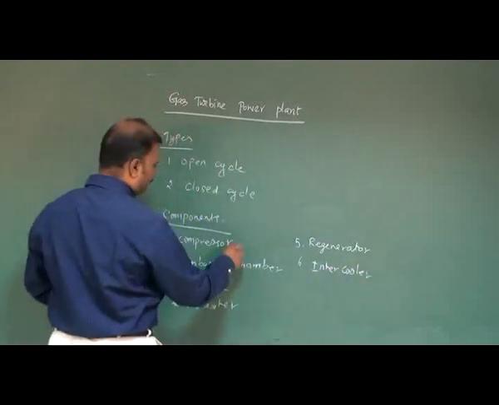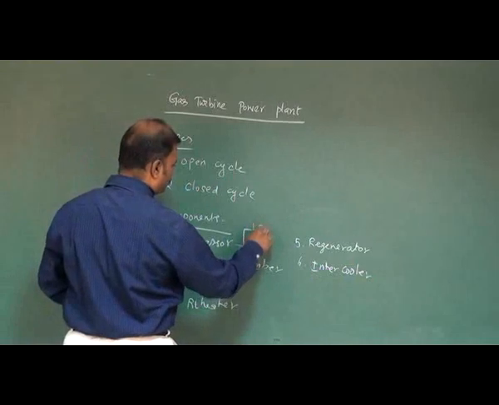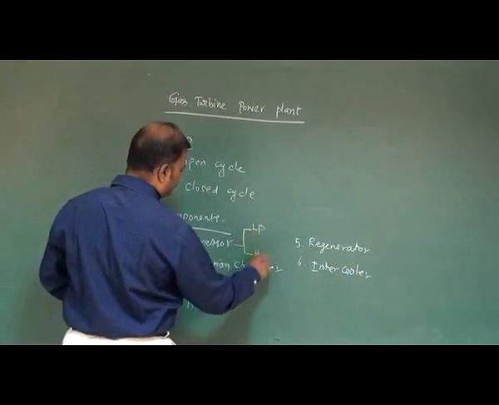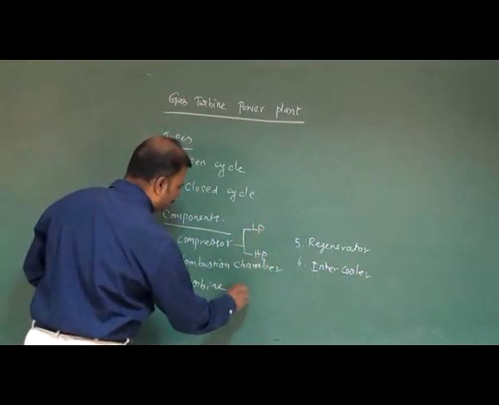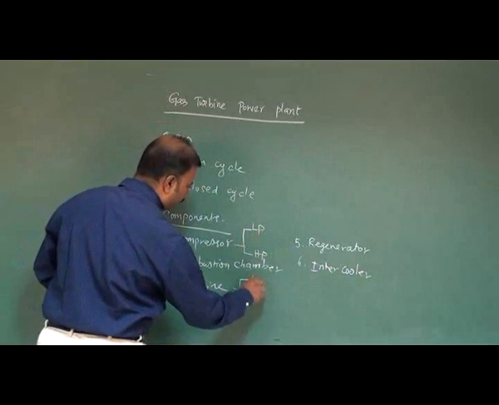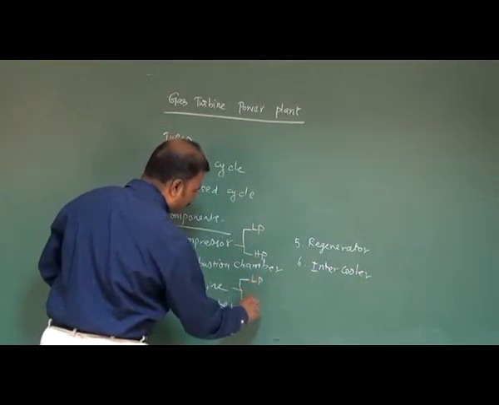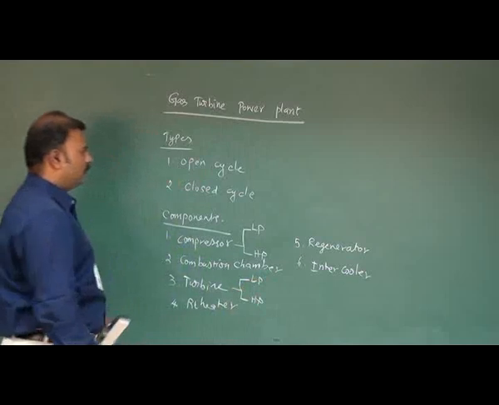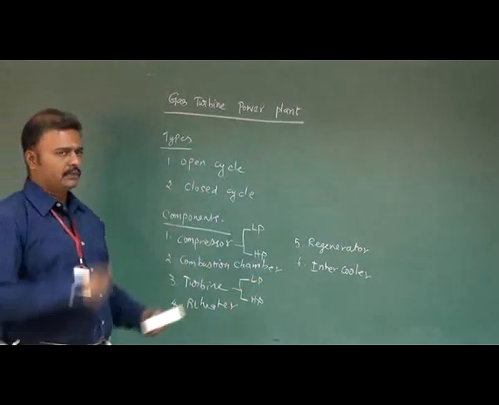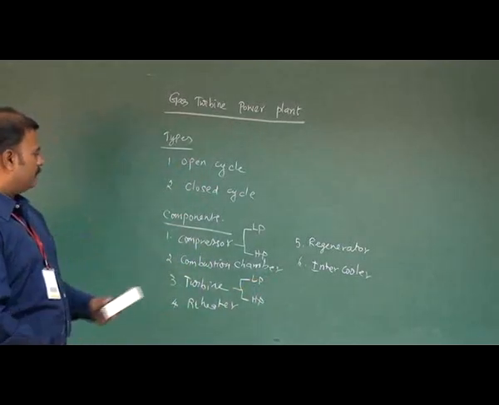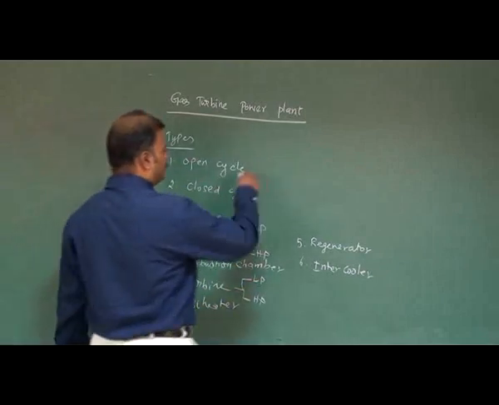Normally, for the compressor we use two types: a low pressure compressor and a high pressure compressor. Similarly, for the turbine we use a low pressure turbine and a high pressure turbine. So what is meant by open cycle, and what is meant by closed cycle? Here the main part is normally the compressor.